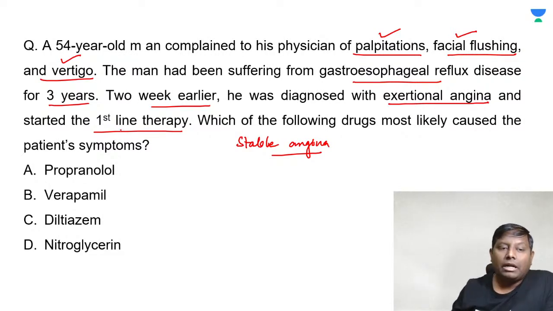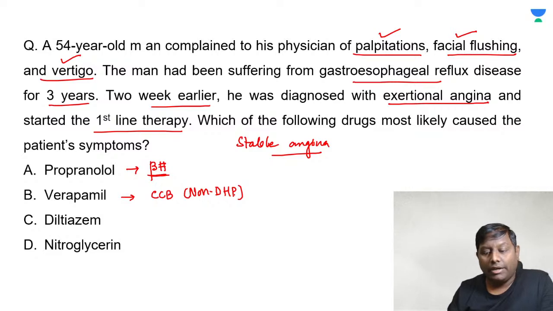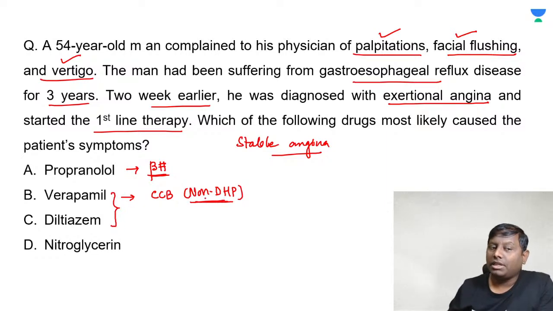Now propranolol, guys, it's a beta blocker. Do remember, beta blocker will not cause palpitation. In fact, it is given against palpitation. Verapamil, on the other hand, is a calcium channel blocker, a non-DHP calcium channel blocker, acting mainly on the heart, and it will also reduce the heart rate. Verapamil and diltiazem both have a similar mechanism of action. They are non-dihydropyridines. They both are going to decrease the heart rate.